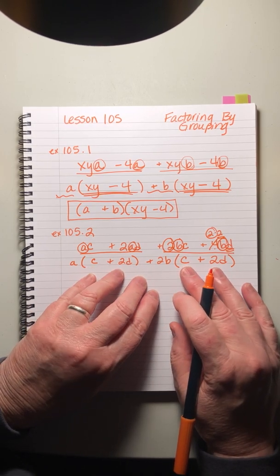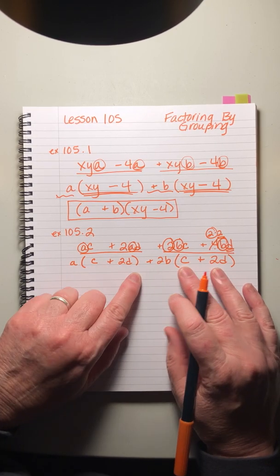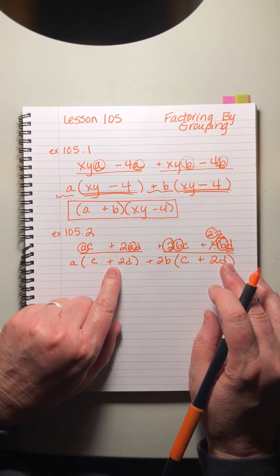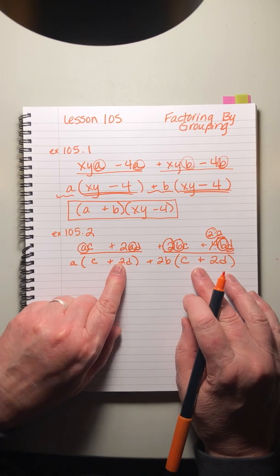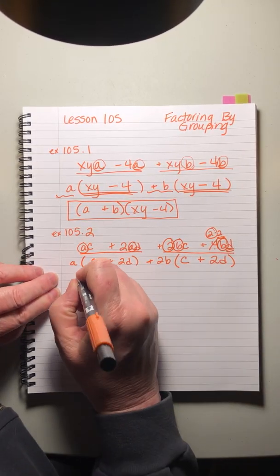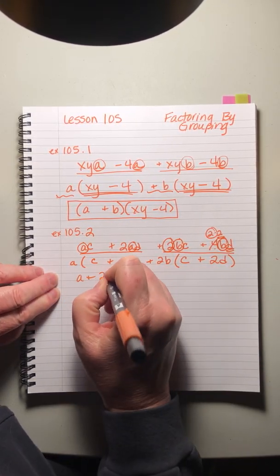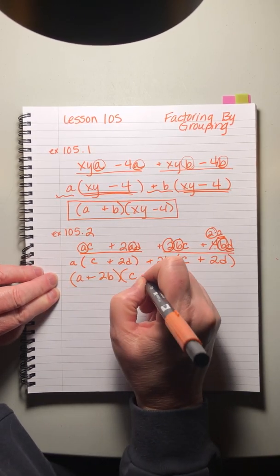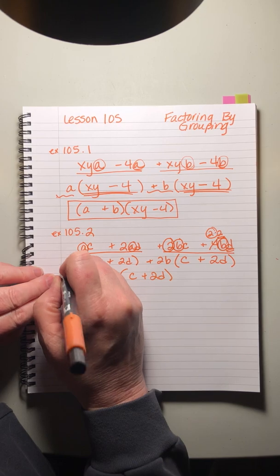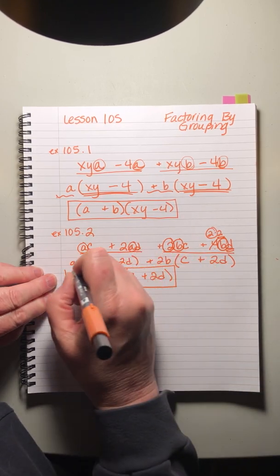John does not pull any tricks. To the very best of my knowledge, there are no problems where he tricks you and you don't get this to come out right. It'll always match. And then our answer: A plus 2B, quantity, times quantity, C plus 2D. And that's all you have to do. You don't have to take it any farther than that.